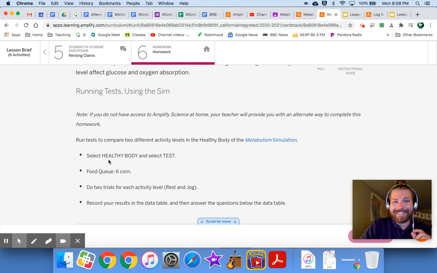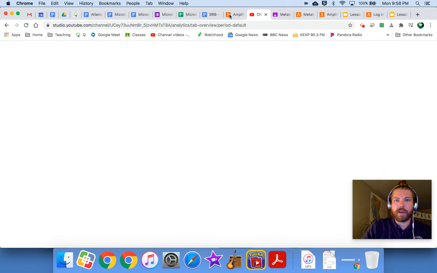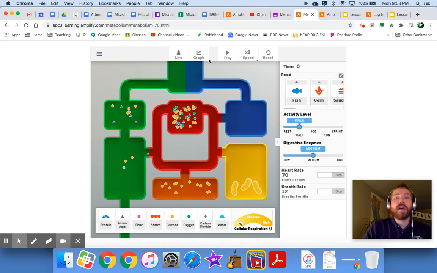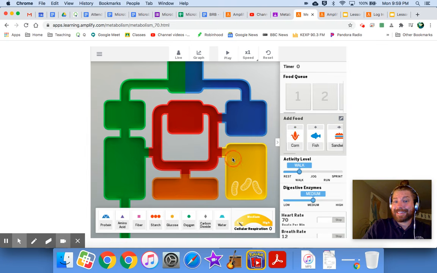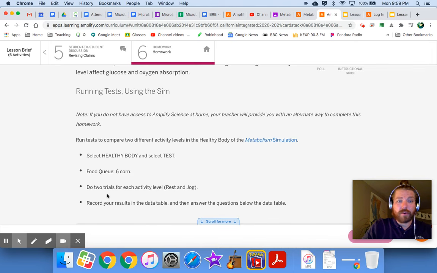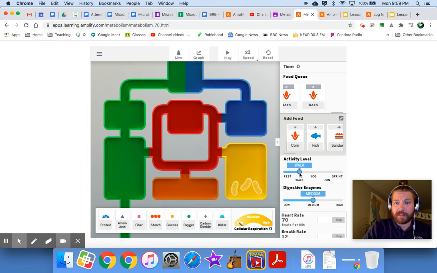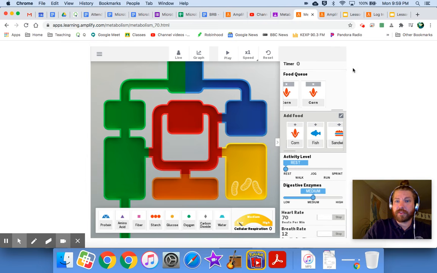Here we go. Select healthy body, then select test. Okay, let's actually take a look at what that looks like. Healthy body. Let's reset. Yes, start over. Ooh, test. Here we go. Now this is where you can actually select which food I'm going to feed this poor soul. So it says select how many corn? 6 corn. Do 2 trials for each activity, rest and jog. So you do have to change the activity level. 2 of them are going to be rest, and 2 of them you're going to set to jog.